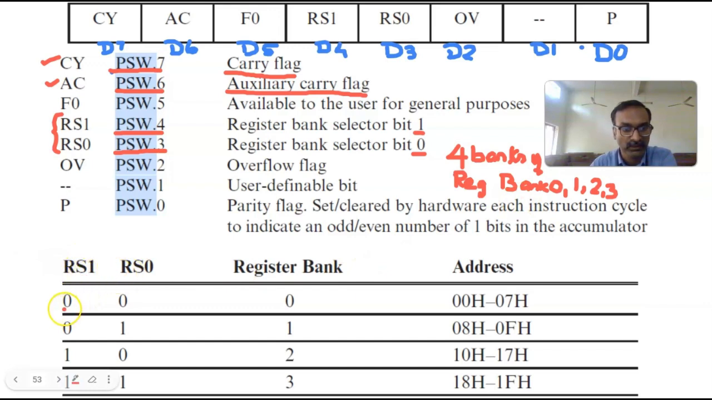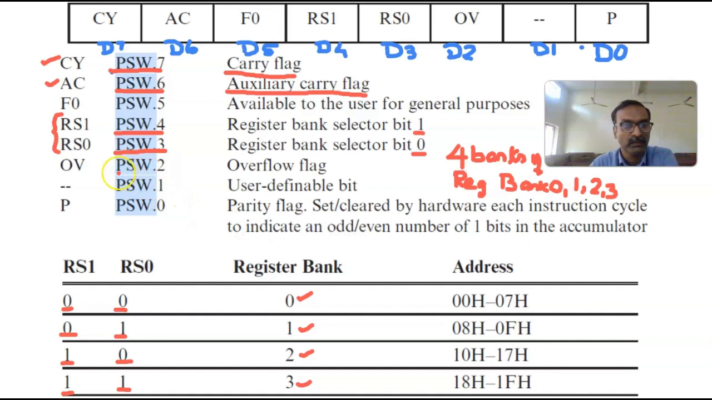So if RS0 equal to 0, RS1 equal to 0, then register bank 0 will be selected. If RS1 equal to 0 and RS0 is equal to 1, register bank 1 will be selected. And if RS1 is equal to 1 and RS0 equal to 0, register bank 2 will be selected. And finally, if it is 1, 1, bank 3 will be selected. So these are the 4 choices by which we can select one of the 4 register banks. We will see this in the next slide also.